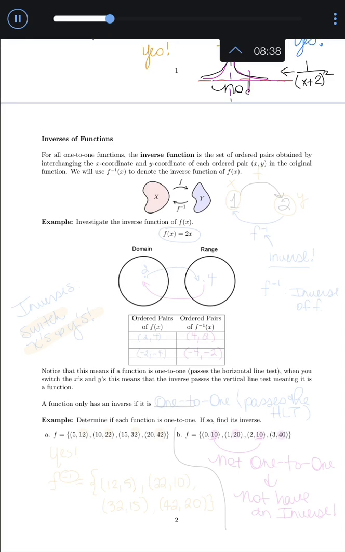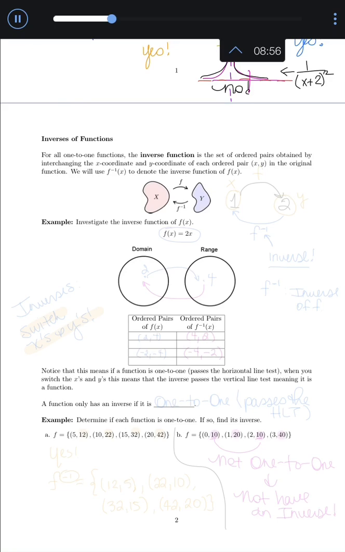Moving along, why do we care about one-to-one functions? It's because it will lead us into talking about inverse functions. What is the idea with an inverse? An inverse will do the opposite of what our original function does.